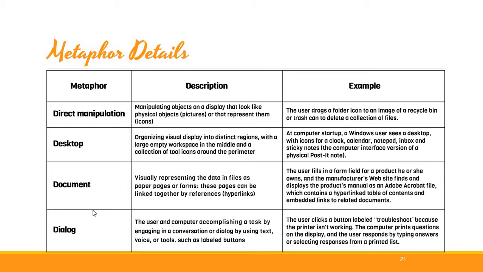For a document, that is a metaphor for visually representing the data in files as paper pages or forms. These pages can be linked together by references or hyperlinks. An example is when the user fills in a form field for a product he or she owns and the manufacturer's website finds and displays the product's manual as an Adobe Acrobat file, which contains a hyperlinked table of contents and embedded links to related documents.